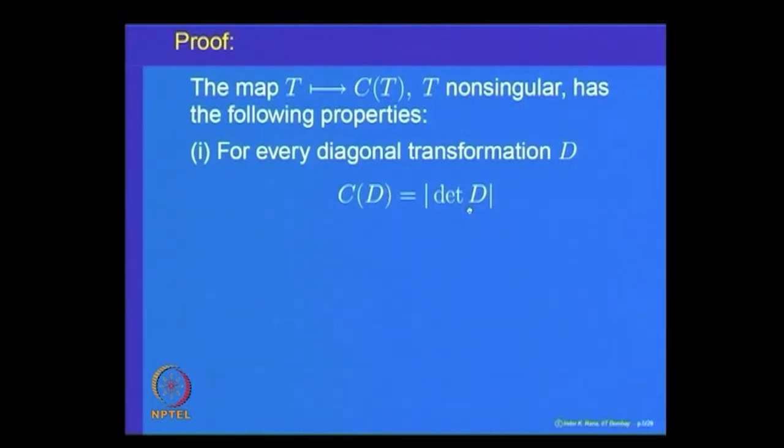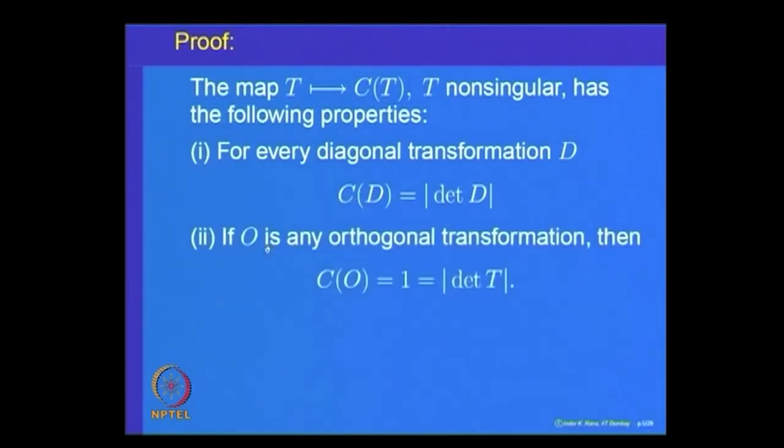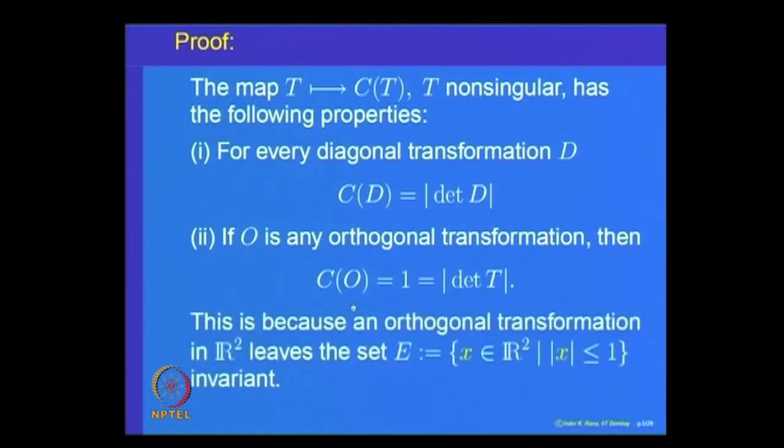So, for diagonal transformations, C of T is equal to the determinant of T. And the second property is that if the linear transformation is an orthogonal transformation, then C of O is equal to 1, which is equal to the determinant of T. And this is because an orthogonal transformation on R 2 leaves the set, namely the unit circle, which you can think of as all x in R 2 such that norm of x is less than or equal to 1, invariant.